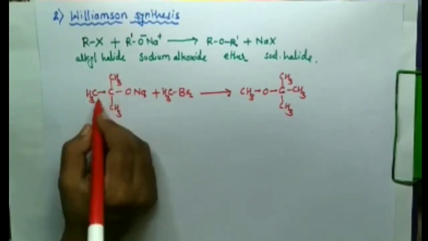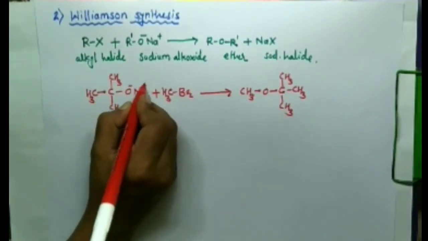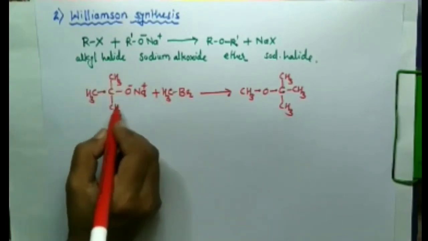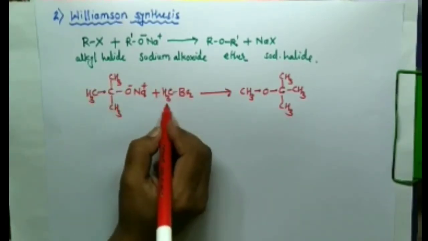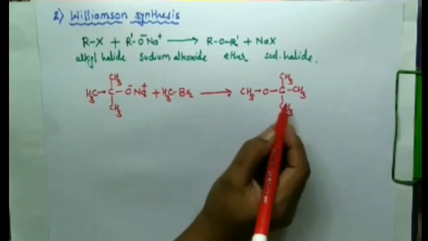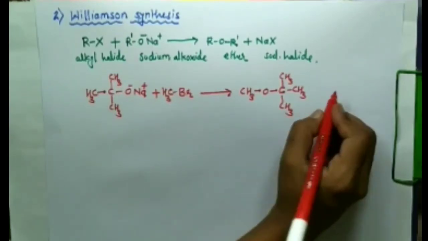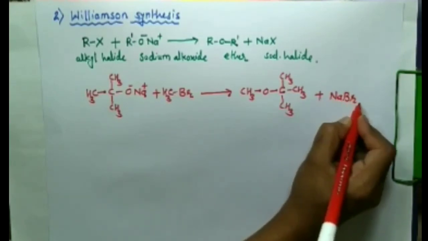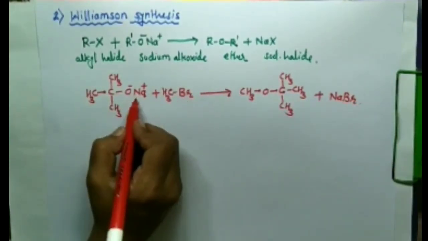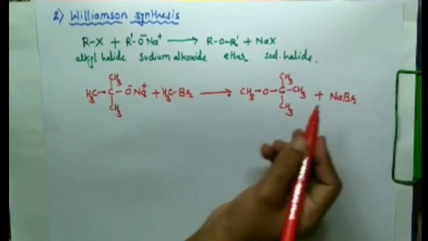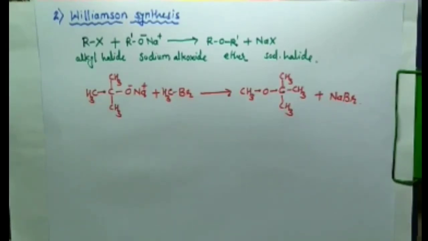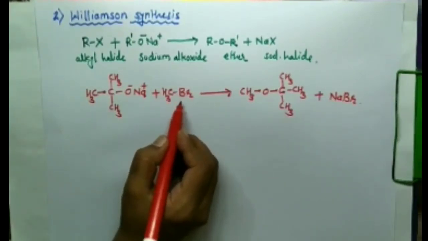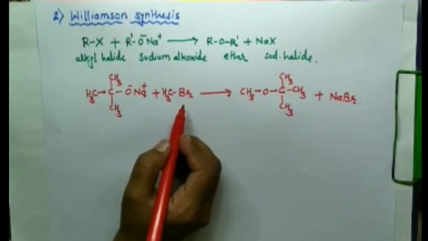so here in this sodium alkoxide, the alkyl group is a tertiary alkyl group, here it is primary. We will get here an unsymmetrical ether, and along with this there is a side product, sodium bromide. Na and bromide combine together to form the salt sodium bromide. So better results are obtained if the alkyl halide is primary. If this alkyl halide is primary, we will get a better result.